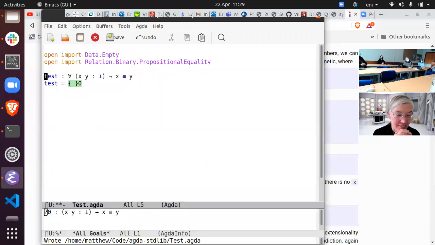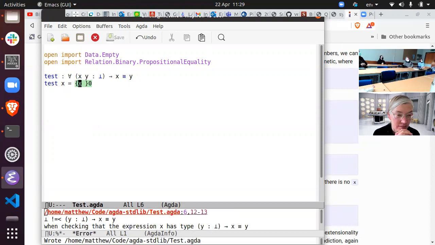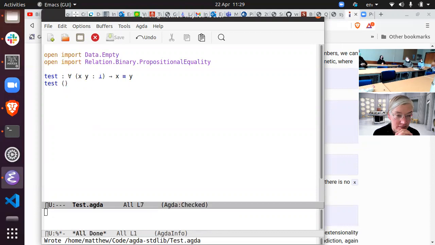So I think if you put x in the hole. Hang on, x. So you want both of the arguments? Well, one will do. Put x in the hole, and then do Control C, Control C.